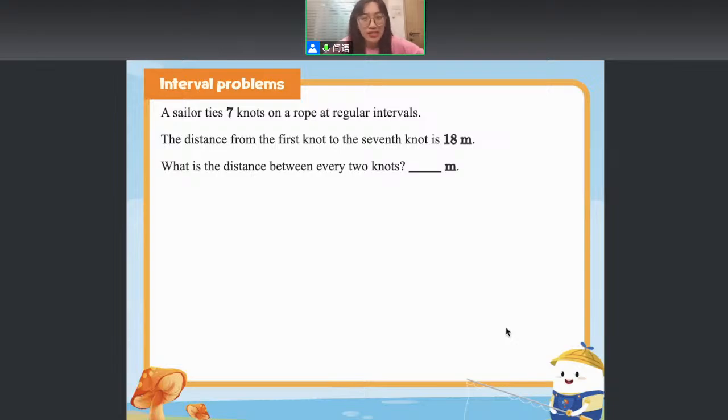Interval problems is another key point for word problems. Let's read. A sailor ties 7 knots on a rope at regular intervals. The distance from the first knot to the 7th knot is 18 meters. What is the distance between every 2 knots? How to do that? This is suitable for P3, right? Yes, it is, because for these topics, you will also see them very frequently in P3.